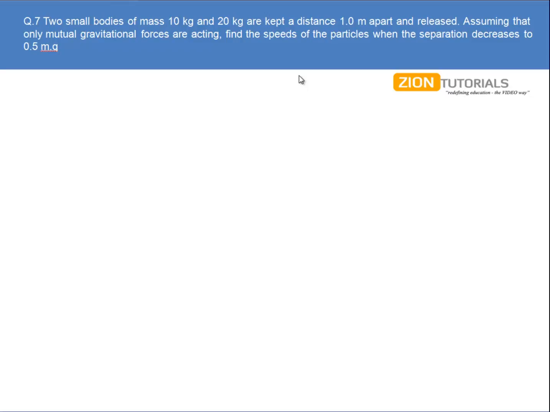Two small bodies of mass 10 kg and 20 kg are kept at a distance 1 meter apart and released. Assuming that only mutual gravitational forces are acting, find the speed of the particle when the separation decreases to 0.5 meter.